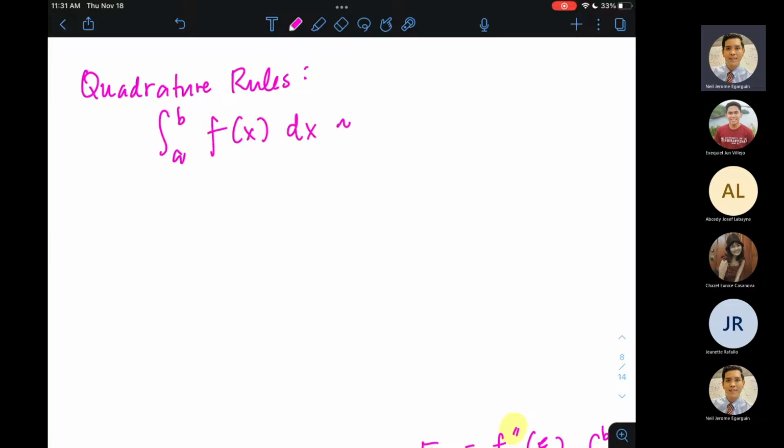Tapos kakaiba naman yung probabilistic approach, which is the Monte Carlo simulation, which will be on Module 10, I think, right? But essentially, when we say we have a quadrature rule, okay, sila yung mga rules na pang-approximate ng isang integral. So kung meron kang integral from a to b of f of x dx, in-approximate natin to using the sum of function values scaled by some weights.